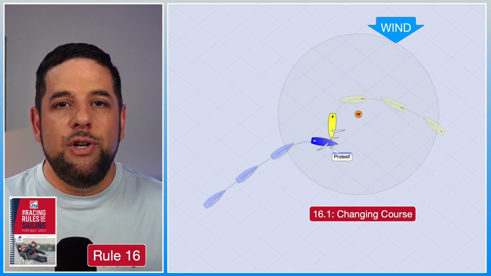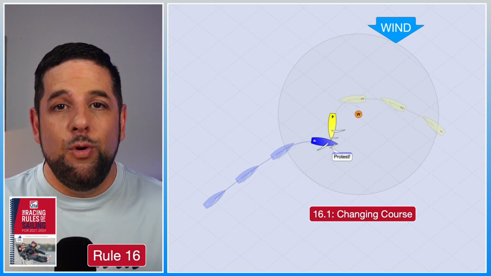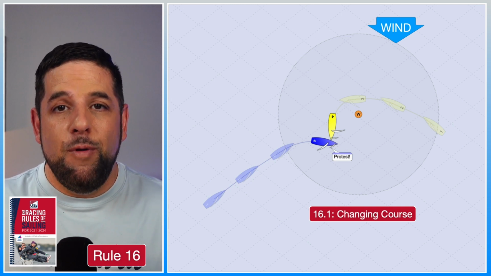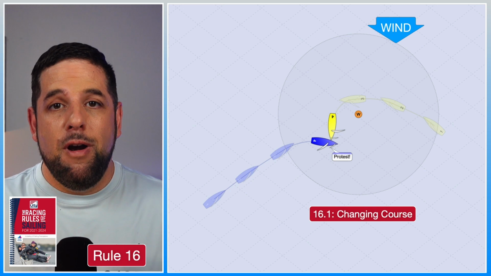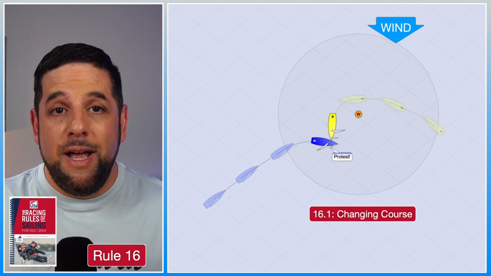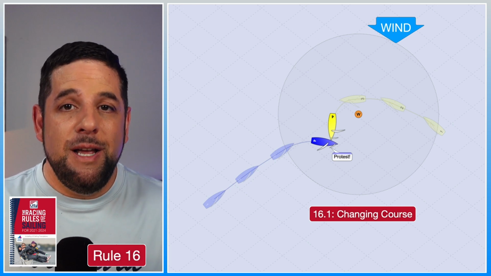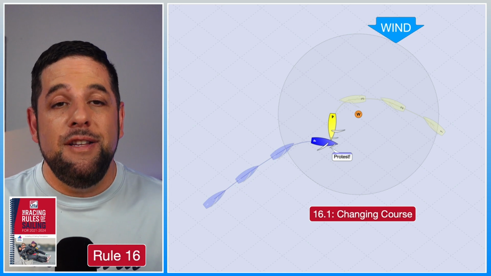However, a right-of-way boat shall give the non-right-of-way boat room to keep clear when changing course. Yellow is the right-of-way boat and changed course as she rounded the mark and drove down, but didn't give blue room to keep clear and committed a foul. Be sure to pay attention to oncoming boats as you round the windward mark and steer down into traffic.